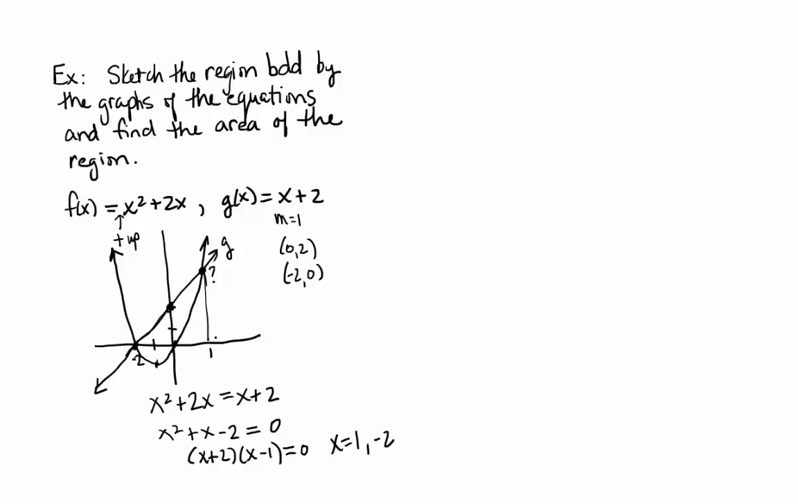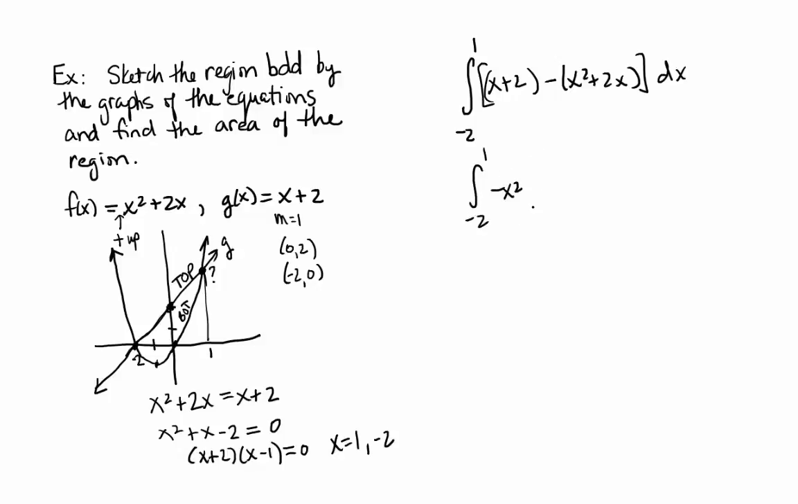And now what? A definite integral, that's right. So what would the definite integral look like? Very good. -2 to 1, left to right, bottom to top. And then the top function is top minus bottom. So the top function is the g, right? g is on top, so that's x plus 2. Minus x squared plus 2x dx. All right, let's go ahead and work that out. So that's the integral from -2 to 1 of -x squared minus x plus 2 dx.